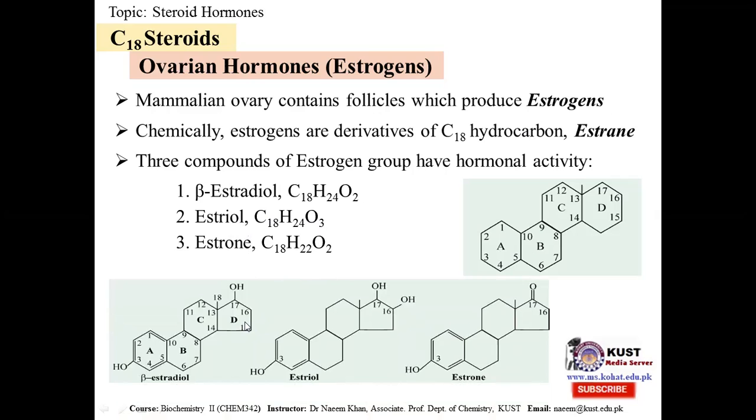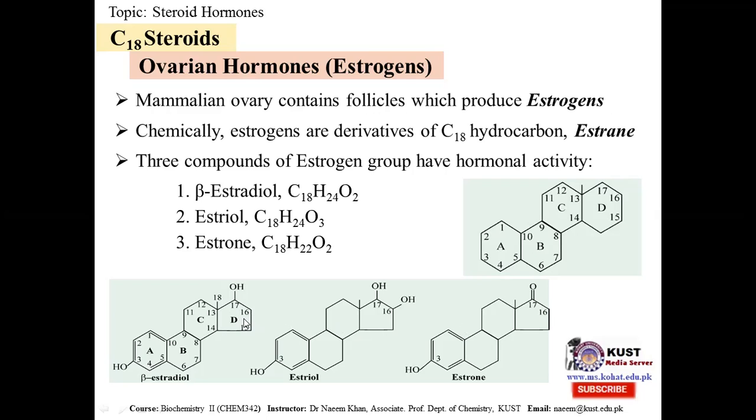Here we can see the structures of beta estradiol, estriol, and estrone. Try to differentiate one compound from another. Here we can see four rings and also a hydroxyl group at position number 3. Here we have the same. We have a methyl group at 18. Here also we have a hydroxyl group at 17. But estriol has a hydroxyl group at carbon number 16, which is not present here. Coming to estrone, we can see another change, that is the ketone group, the oxo group at position number 17, and also there is no hydroxyl group at carbon number 16.